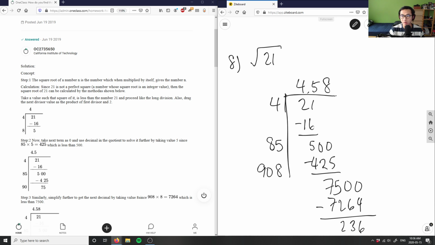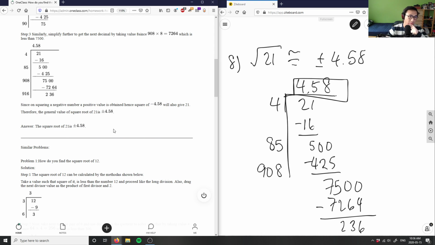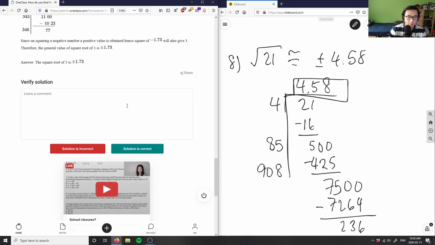And this here is our correct answer. So this here is 4.58. So our answer here equals plus or minus 4.58 approximately. So this solution here is correct because again, square root of 21 here is equal to 4.58. So this solution here is correct. It's good analysis as well. Good analysis.